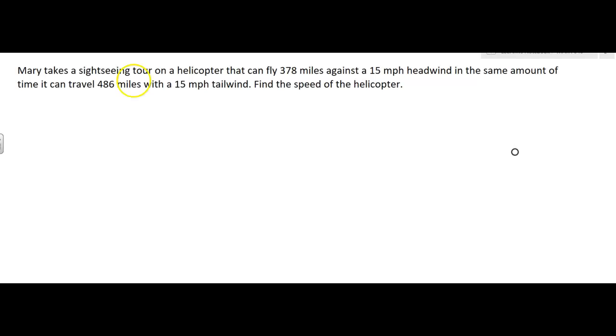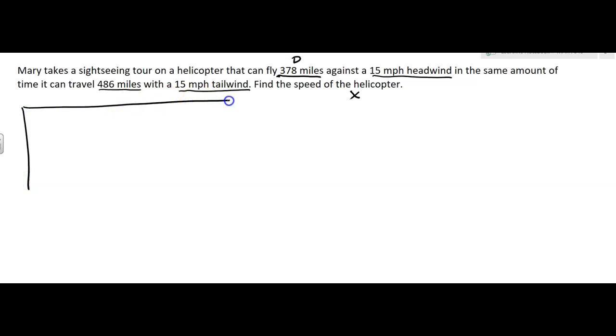So Mary takes a sightseeing tour on a helicopter that can fly 370 miles. Now notice that that's miles, not miles per hour. This is a distance, d, against a 15 mile per hour headwind. In the same amount of time, it can travel 486 miles with a 15 mile per hour tailwind. Find the speed of the helicopter. All right, we'll call the speed of the helicopter x. So that's what we're looking for.